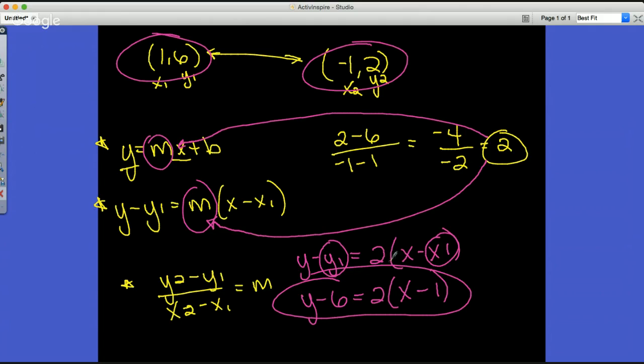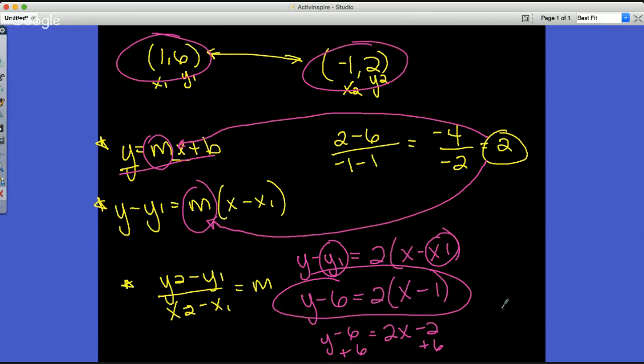And if you really wanted to get into slope intercept from this point, again, you could do it the way that we taught it in class, but you could also distribute the 2 to get 2x minus 2, and then add the 6 to both sides on the y minus 6 side.